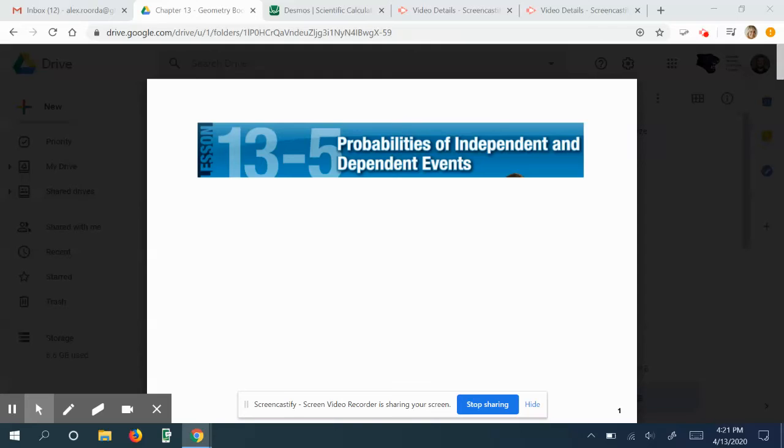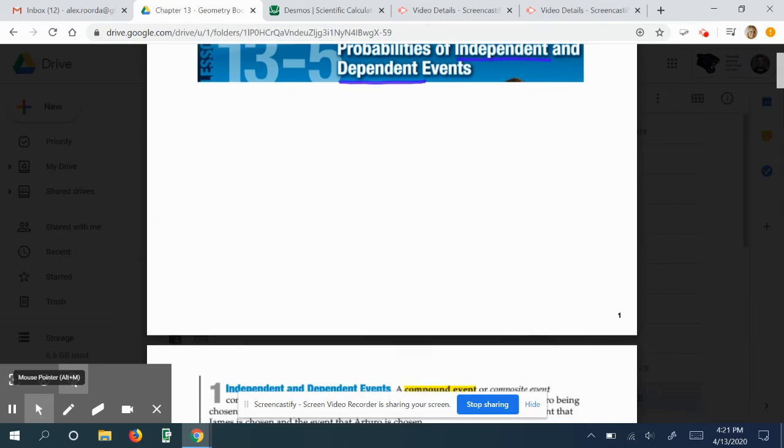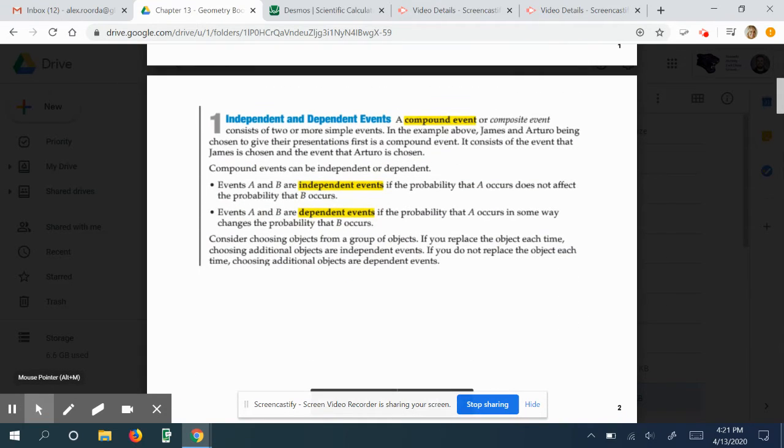So today we're going to be talking about section 13.5 or 3.5, depending on the book that we're looking at. And we're going to be talking about today different types of probabilities called independent or dependent probability. Now, we've looked at these probably before in previous classes, but we're going to look at them again.